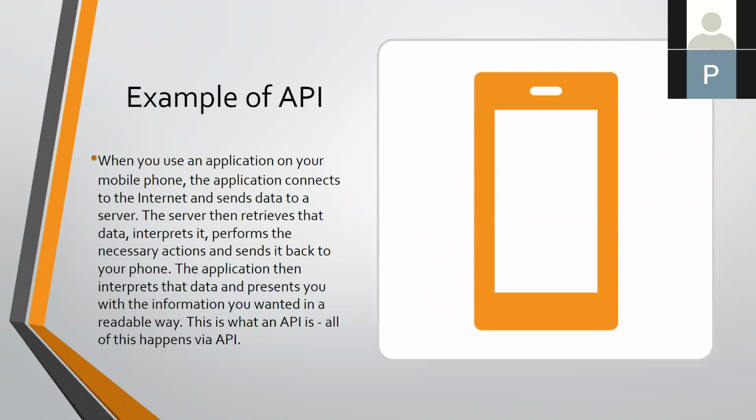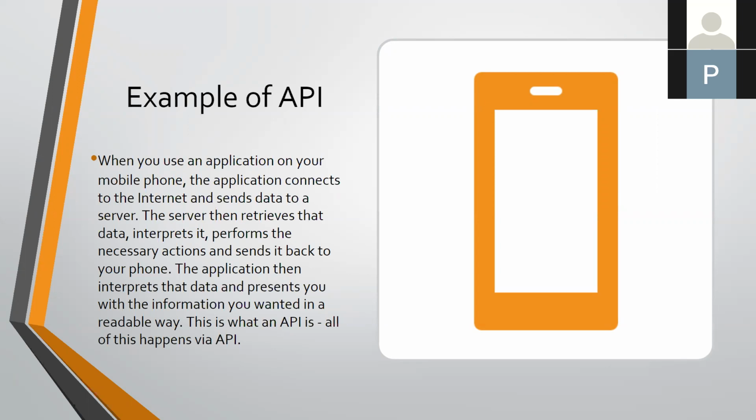So when you use an application on your mobile phone, the application connects to the internet and sends data to a server. The server then retrieves that data, interprets it, performs the necessary actions, and sends it back to your phone. The application then interprets that data and presents you with the information you wanted in a readable way. This is what an API is. All of this happens via API.